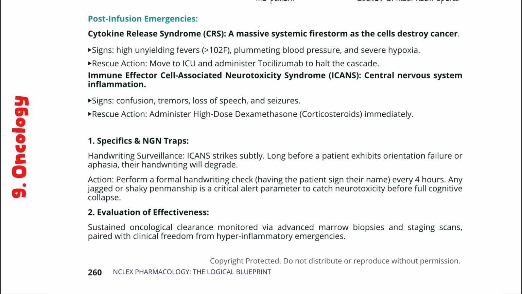The trap worth memorizing here is subtle but high yield. ICANS doesn't announce itself with confusion first. Long before a patient shows disorientation or aphasia, their handwriting degrades. That's why a formal handwriting check, having the patient sign their name, happens every 4 hours post-infusion. Any jagged or shaky penmanship is a critical alert, and it catches the neurotoxicity before full cognitive collapse sets in.